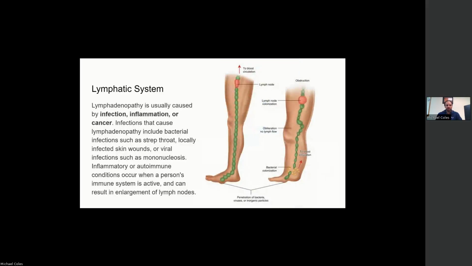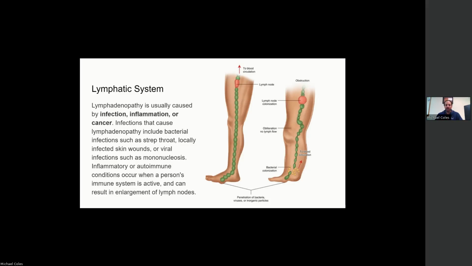So lymphadenopathy is usually caused by an infection, inflammation, or cancer. Bacteria comes into the body through a skin wound, or it's a viral infection. Somebody gets mono, some sort of inflammatory condition where the person's immune system is too hyperactive, and it causes a large enlargement of the lymph node itself. If the body is on high alert and doing so much at one time, then that area can get overrun and filled up.